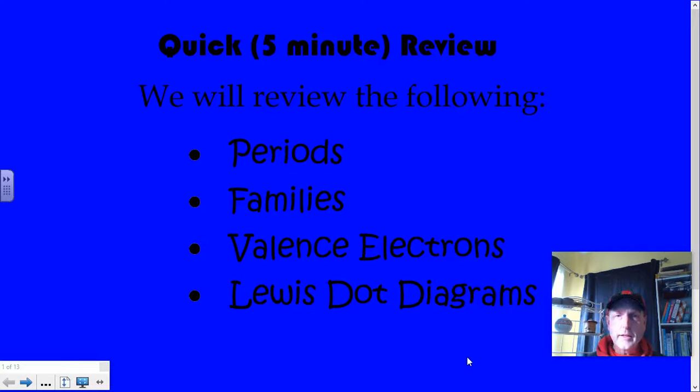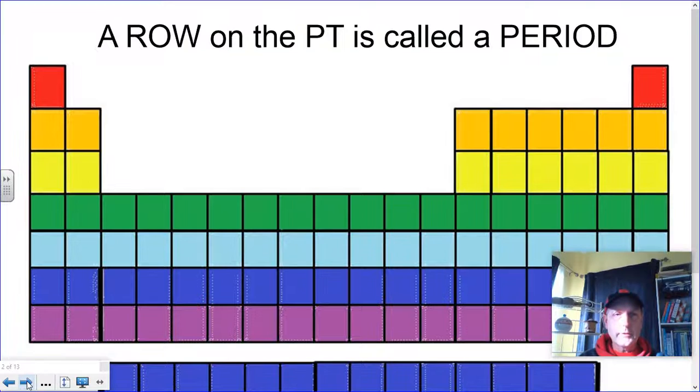We're going to do a quick little 5-minute review of periods, families, valence electrons, and Lewis dot diagrams. We'll get right into it.